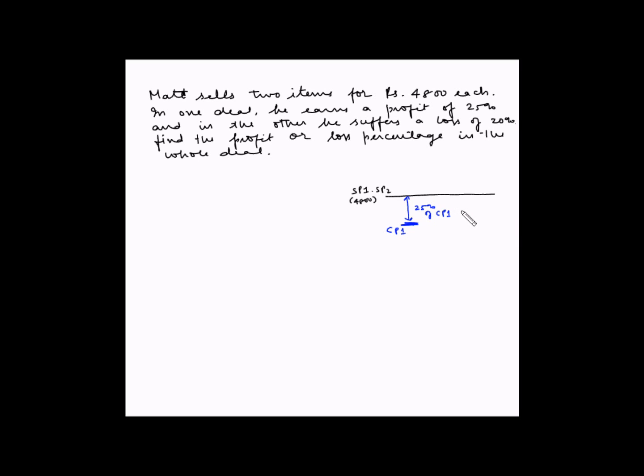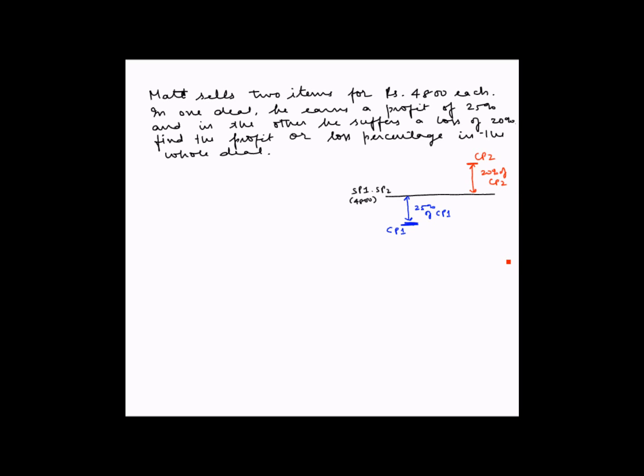Now in the second deal, he suffers a loss of 20%. So loss means that the cost price is higher than the selling price, or in other words, we bought for more and we sold for less. So in that case, our cost price, let's say, is somewhere here. So this is CP2, and this gap here is 20% of CP2.